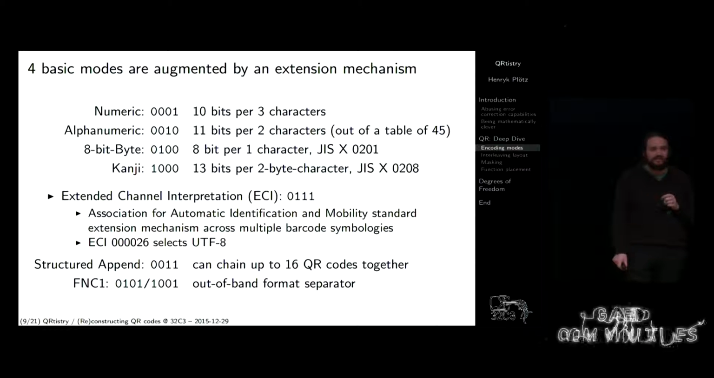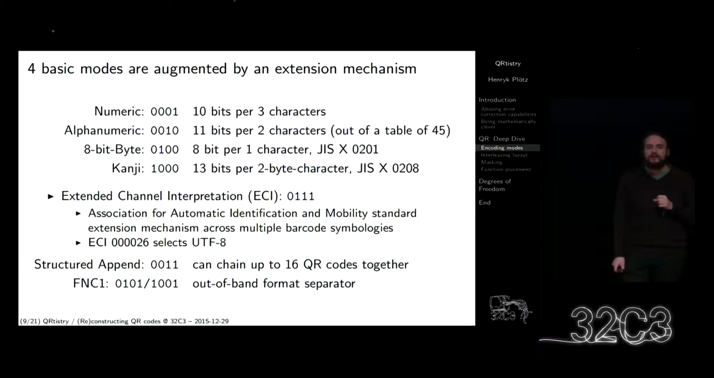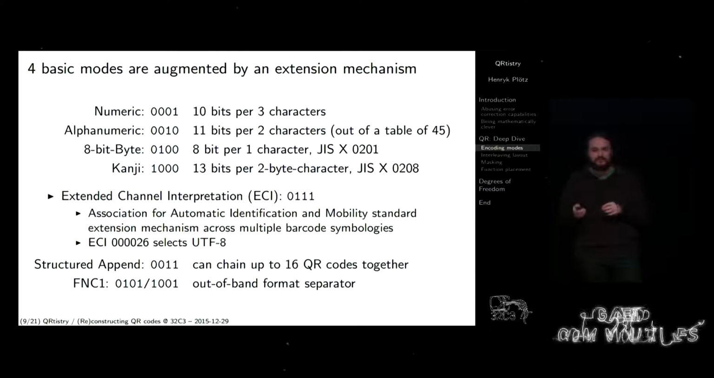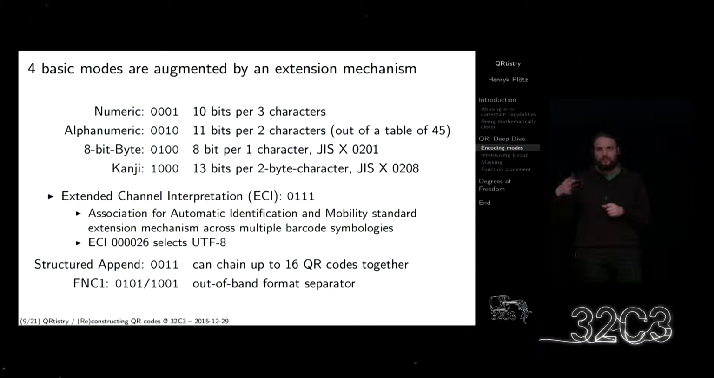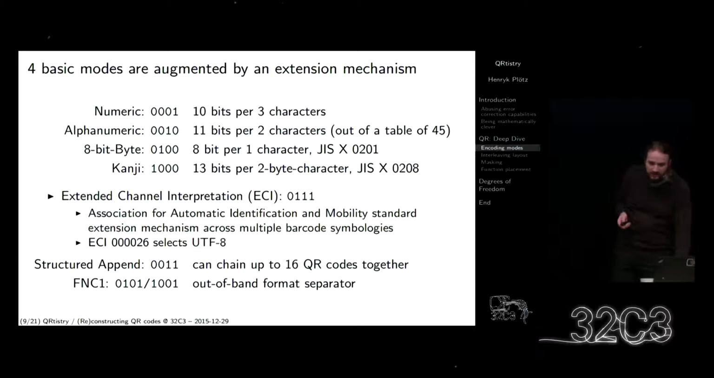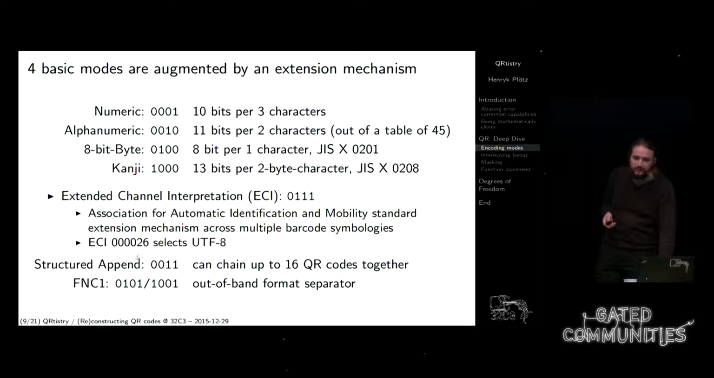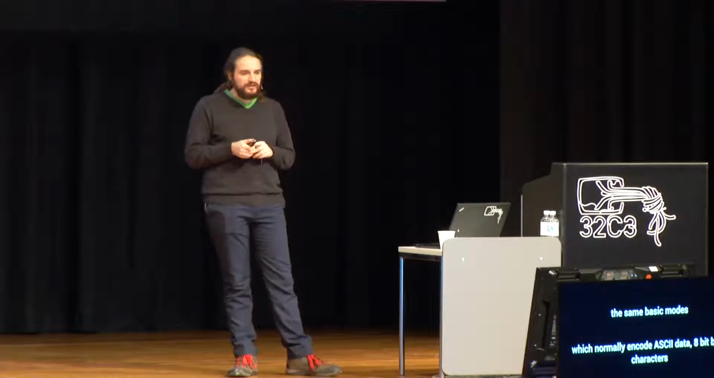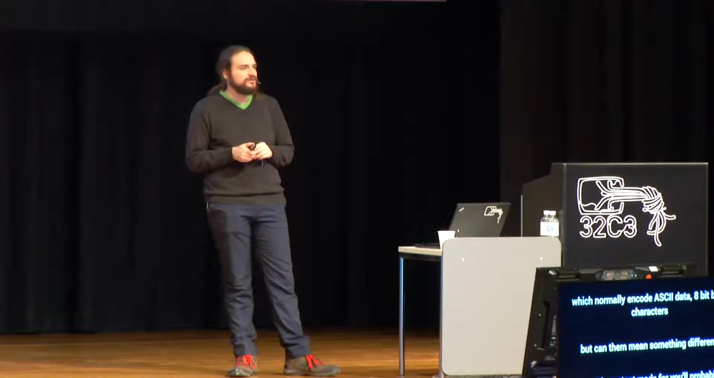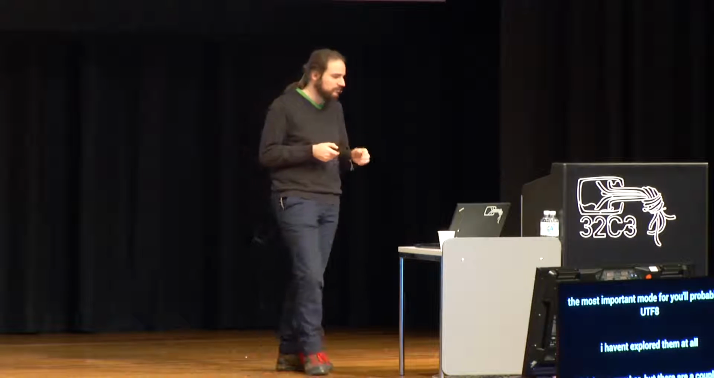There's also something fun. It's called Extended Channel Interpretation, ECI. With this, you can switch between different interpretations. You use the same basic modes that normally encode ASCII data or normal characters, 8-bit byte characters, but can make them mean something different. The most important mode for most of you probably will be UTF-8, which has a number, but there are a couple of different modes. I haven't explored them at all. I'm guessing you can also add some degrees of freedom by just choosing a different mode, though then it might be doubtful that any reader can read that, or all readers can read that.